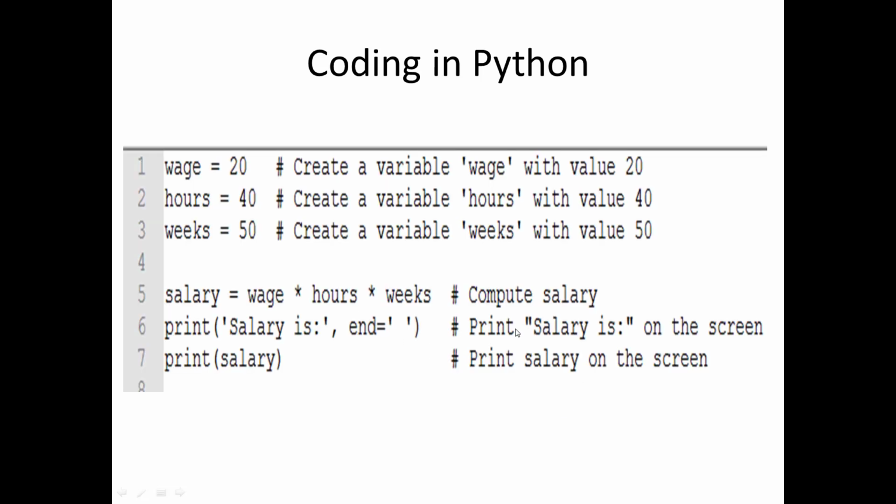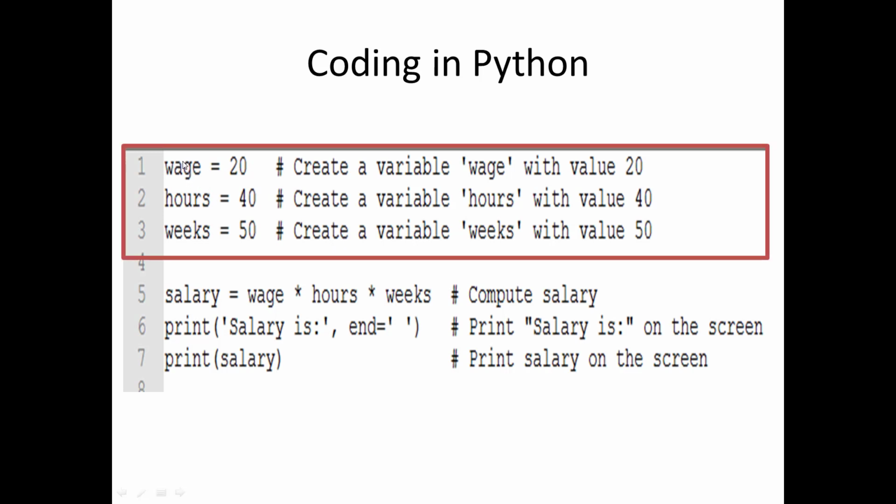Here's an example of a very simple program where we have variables, assignment, and comments. So we have the variable wage that we're assigning a value of 20. And we have a comment here that we're going to create a variable called wage with the value of 20. So we remember and know what we're doing here. Then we have another variable called hours that we're assigning a value of 40. Here's the comment, create a variable hours with the value of 40. And in the same manner, we have a variable called weeks that we're assigning a value of 50.